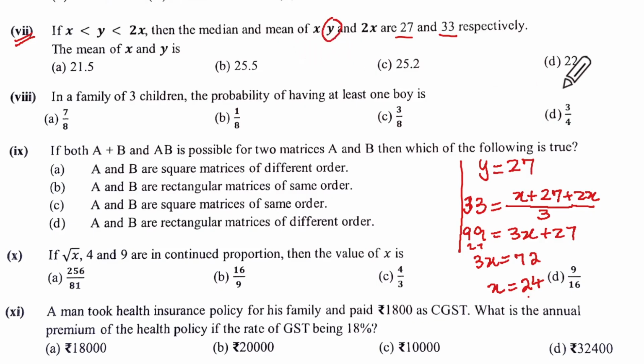1 minute, what are they giving you? The mean of x and y. Fine. So they are asking (x plus y) upon 2. I don't have place here, so I'm writing like this. x plus y, so 24 plus 27. So this is 51 upon 2, which is 25.5.